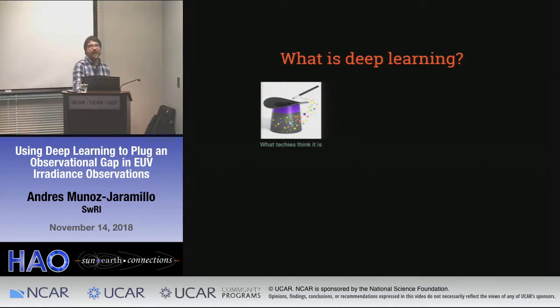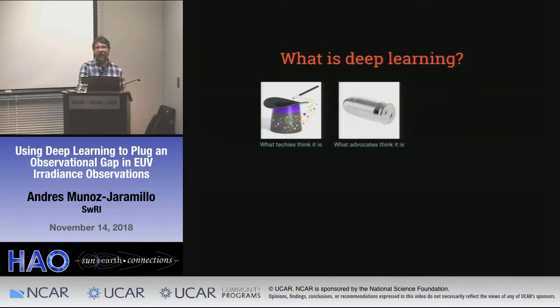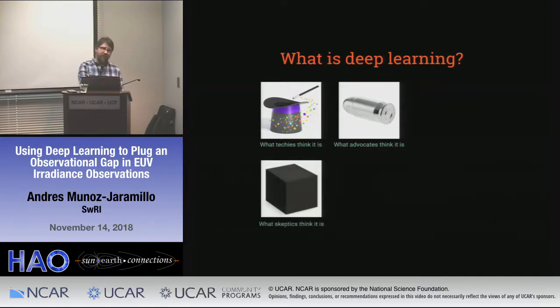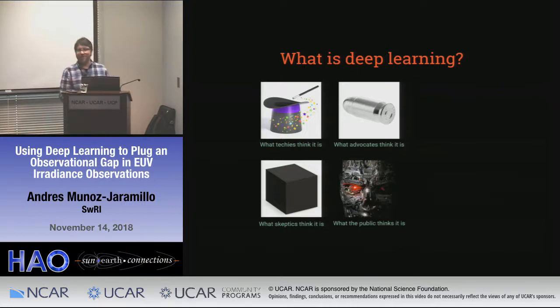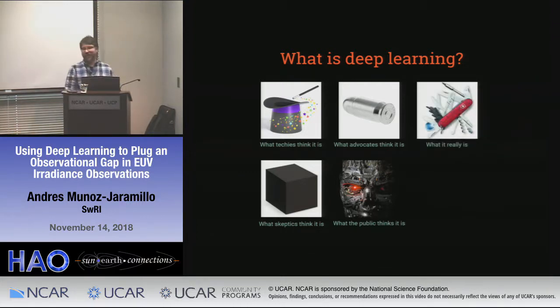So the people in the industry basically think it's like a magic hat that can do anything, pretty much, right? And the advocates think it's a silver bullet that can be applied to any problem. The skeptics don't like it, see it as a black box. And the general public basically thinks that it's going to be the end of our species, okay? But in reality, it's just a tool, right?